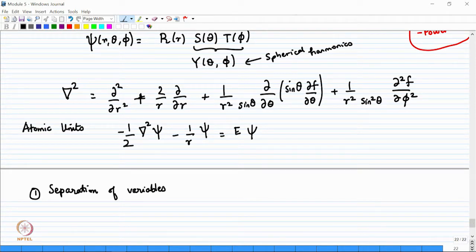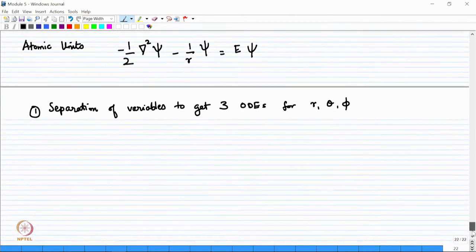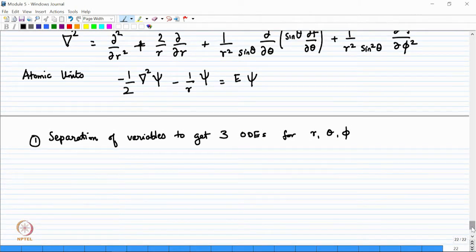This is a technique that you will learn more formally when you are dealing with partial differential equations, but it is a very common technique. Okay. So separation of variables will give you three ODEs for r, theta and phi. In one of them the independent variable will be r, in the other it will be theta, and in the third it will be phi. Okay. So we will get three ODEs, that is what we are going to do.